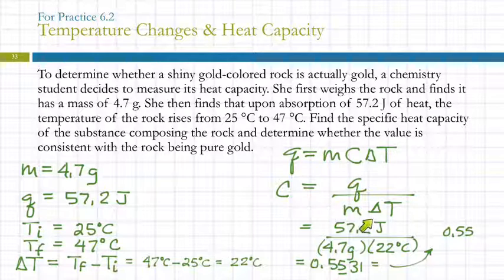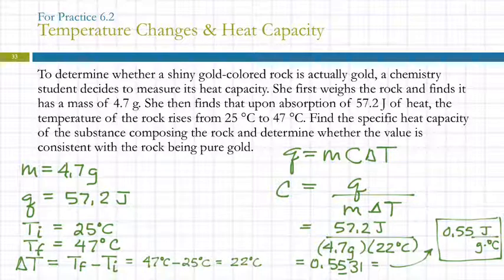The units, joules, grams, degrees Celsius, nothing cancels out. So you just write them down. It's joules on top, grams and degrees Celsius in the denominator. And those are the units of specific heat capacity. So there's a specific heat capacity.